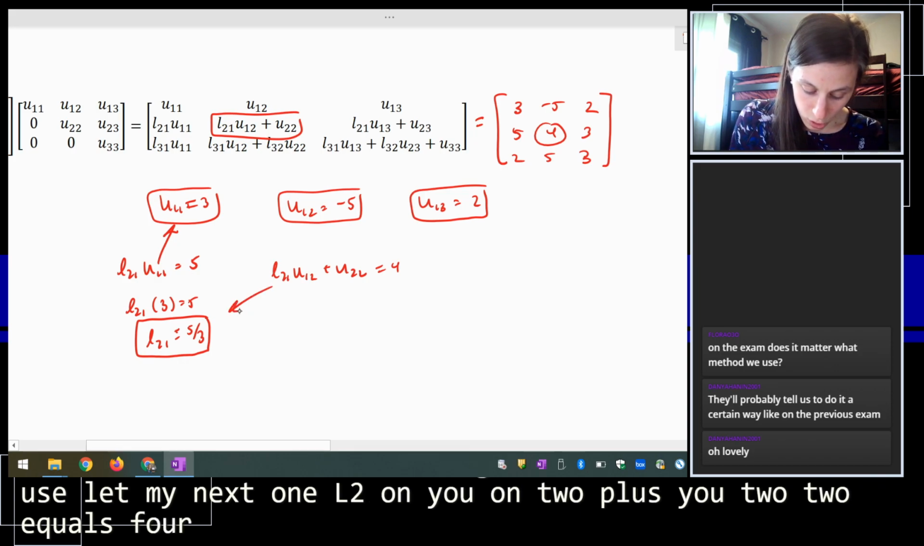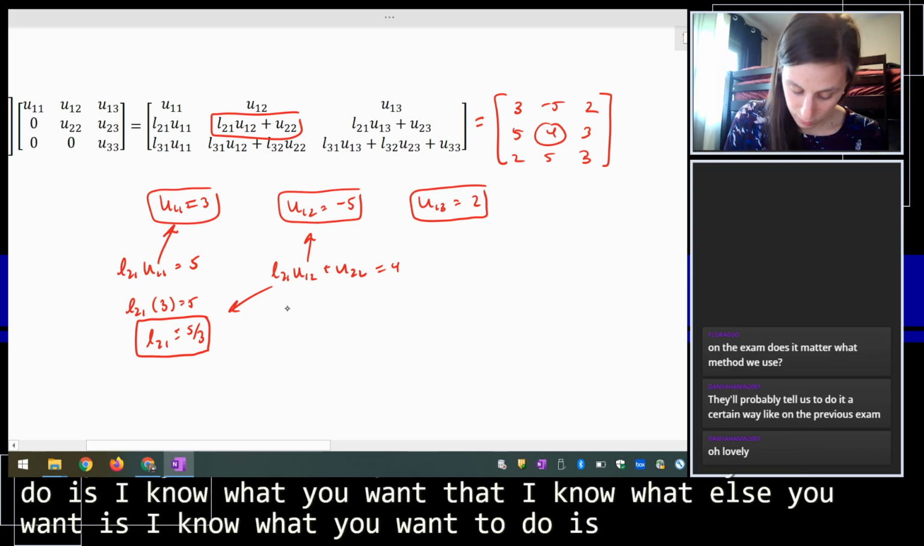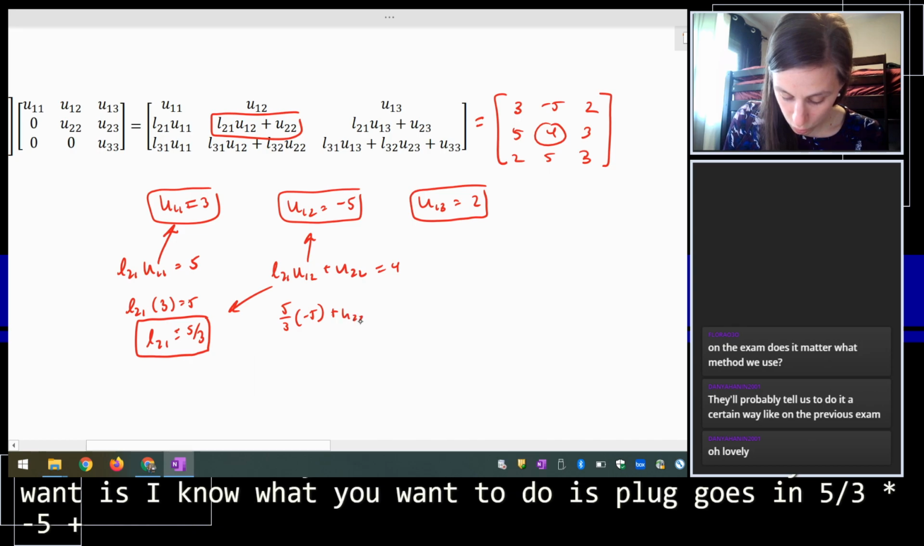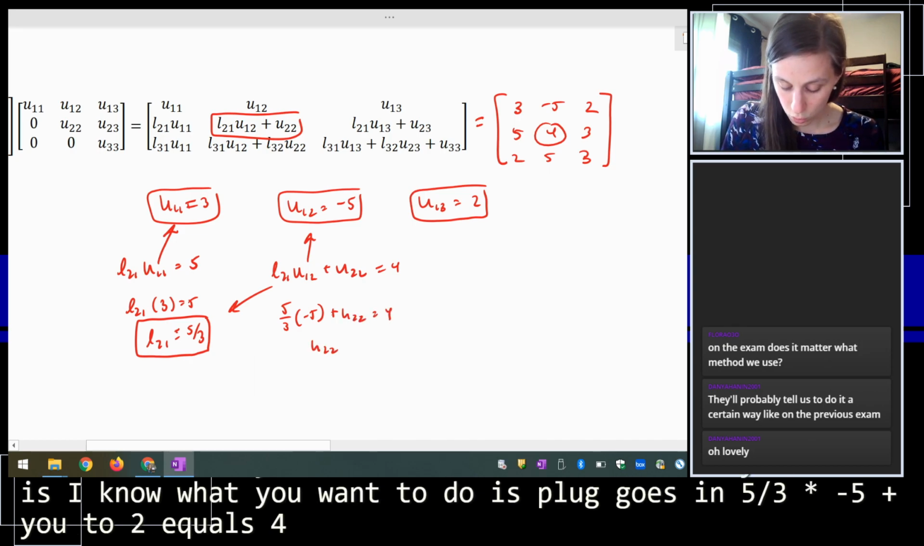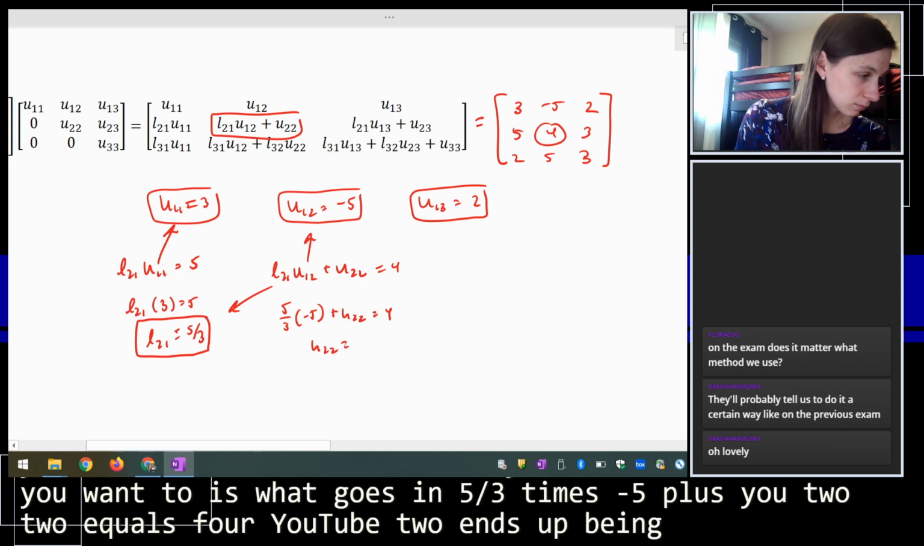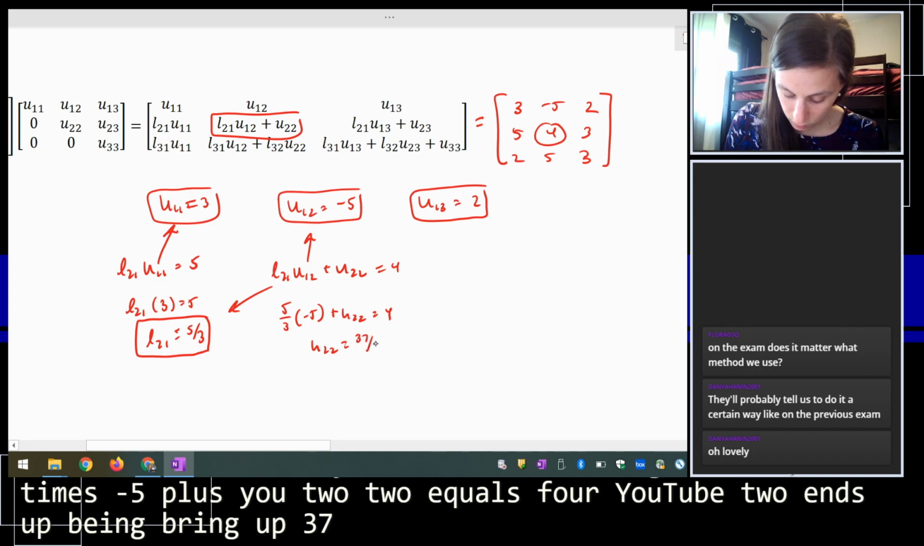Then my next one, L21 U12 plus U22 equals 4. I know what U12 is. I know what L21 is. Plug those in. 5/3 times -5 plus U22 equals 4. U22 ends up being 37/3.